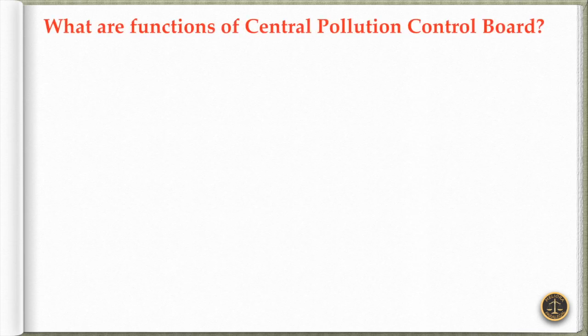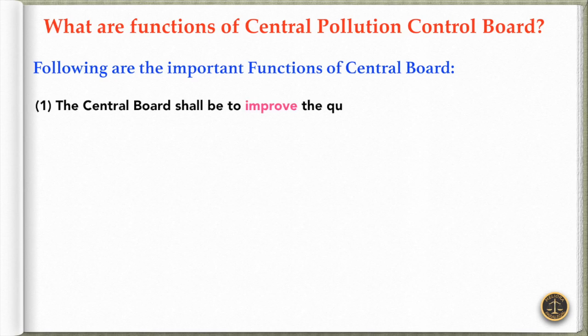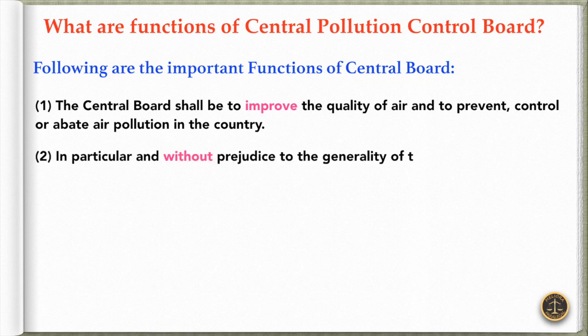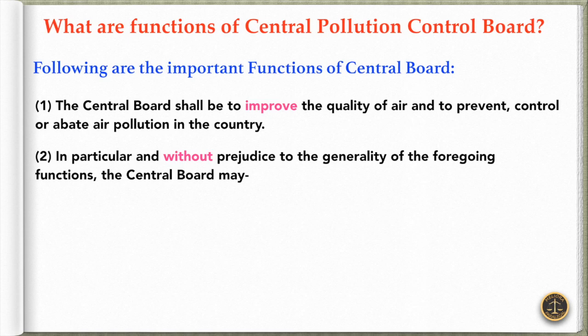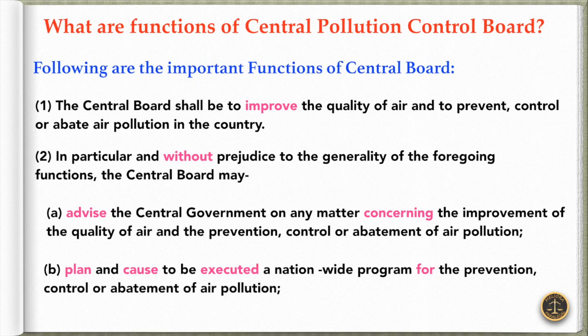Now the question is, what are the functions of the Central Pollution Control Board? Following are the important functions of the Central Board. The main function of the Central Board shall be to improve the quality of air and to prevent, control or abate air pollution in the country. In particular, and without prejudice to the generality of the foregoing functions, the Central Board may advise the central government on any matter concerning the improvement of the quality of air and the prevention, control or abatement of air pollution. Plan and cause to be executed a nationwide program for the prevention, control or abatement of air pollution.